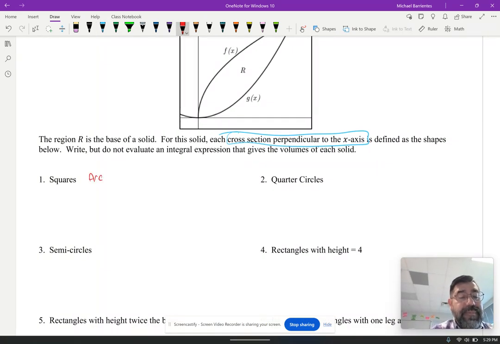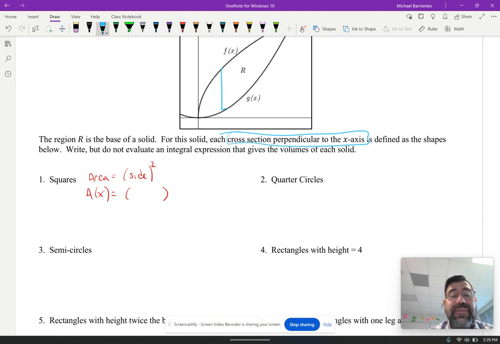The area is side squared. Well, if I draw my representative rectangle this way, this is a top minus bottom situation. I'm doing it perpendicular to the x-axis the way they asked me to, and the length is top minus bottom. So this is just f of x minus g of x. And we're going to square that, because that's what the formula says, right? Take the side of a square and square it.